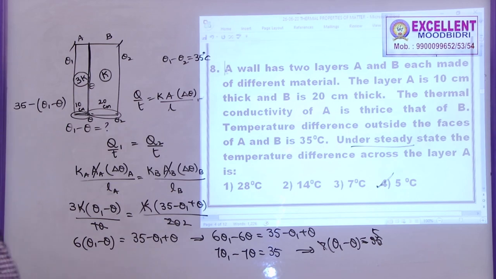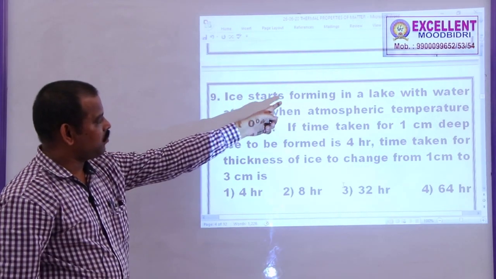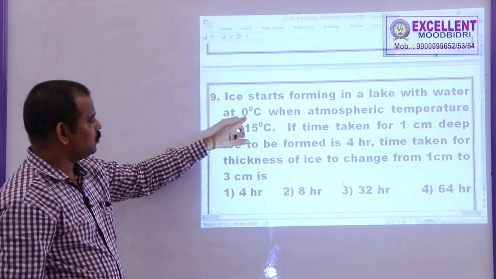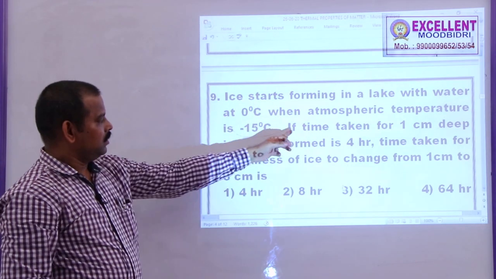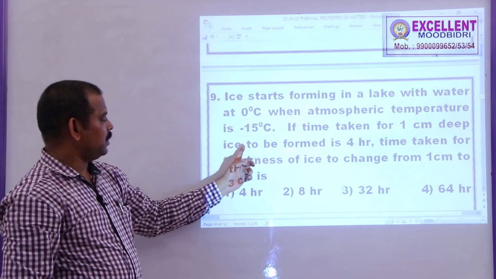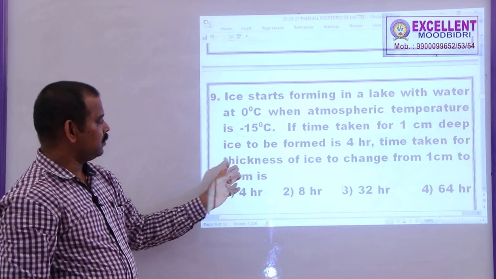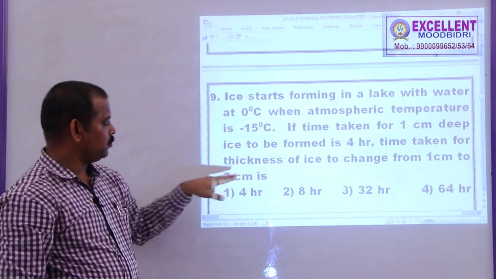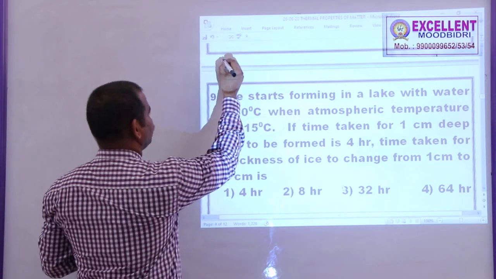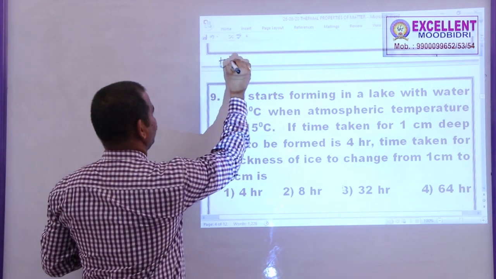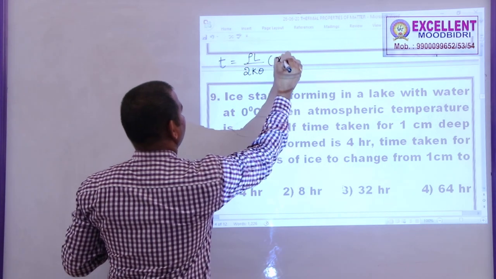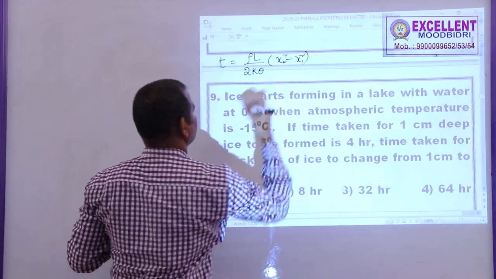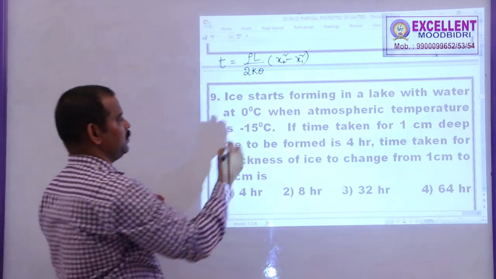Option 4 is correct. Ninth one: ice starts forming in a lake with water at 0 degrees when the atmospheric temperature is minus 15. If the time taken for 1 centimeter deep ice to be formed is 4 hours, find the time taken for the thickness of ice to change from 1 to 3 centimeters. We know this formula. The time taken for the ice formation is given by rho L by 2k theta into x2 square minus x1 square. So this is also derived from the same expression.